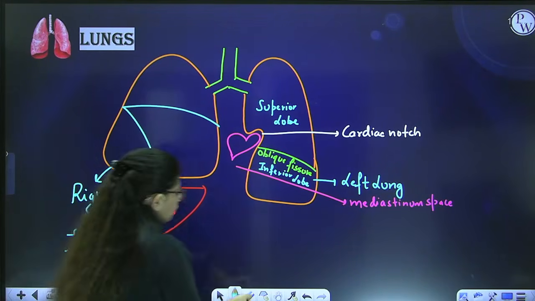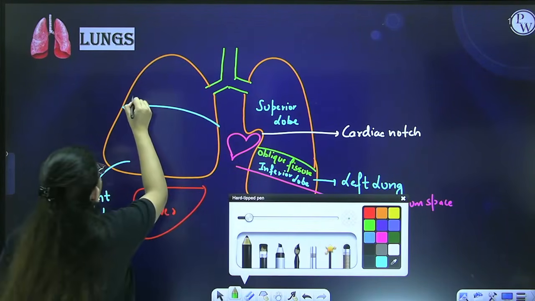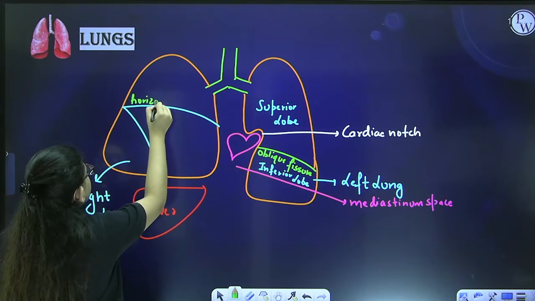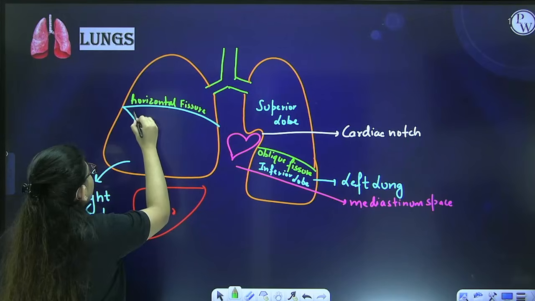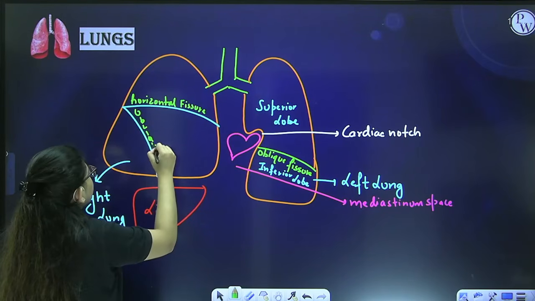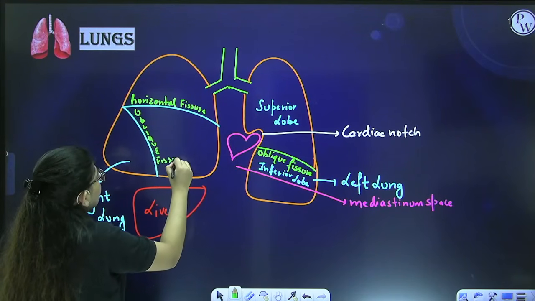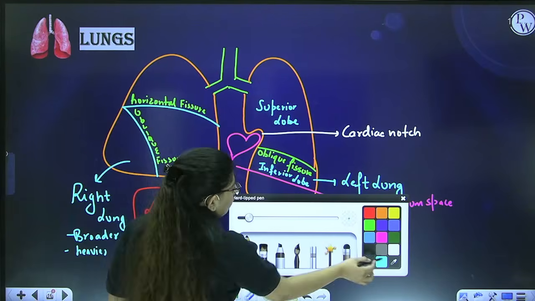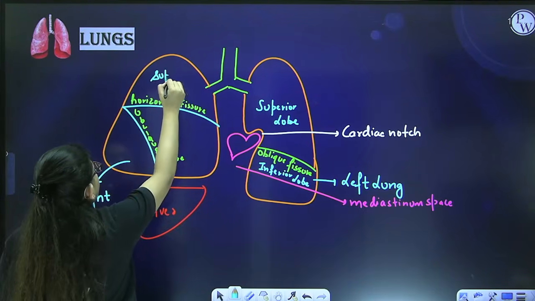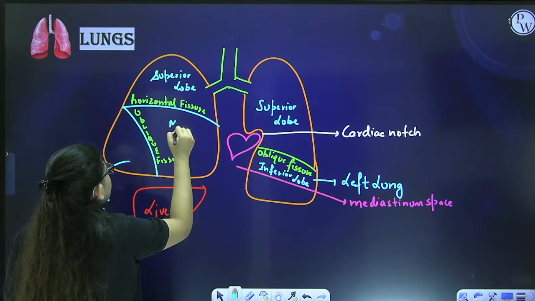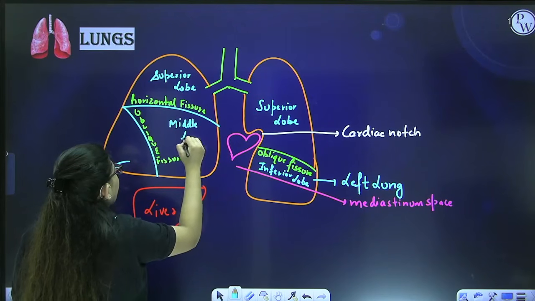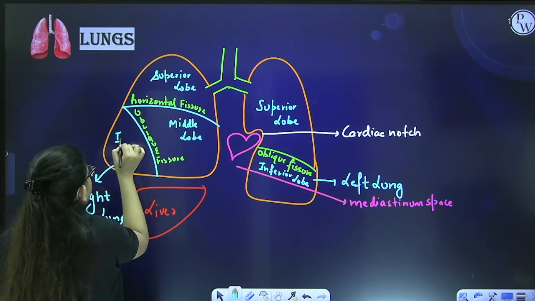Now we have the right lung, which has two fissures. One is the horizontal fissure, and then we have the oblique fissure. As a result, the lung is divided into three portions: the superior lobe, the middle lobe, and the inferior lobe.